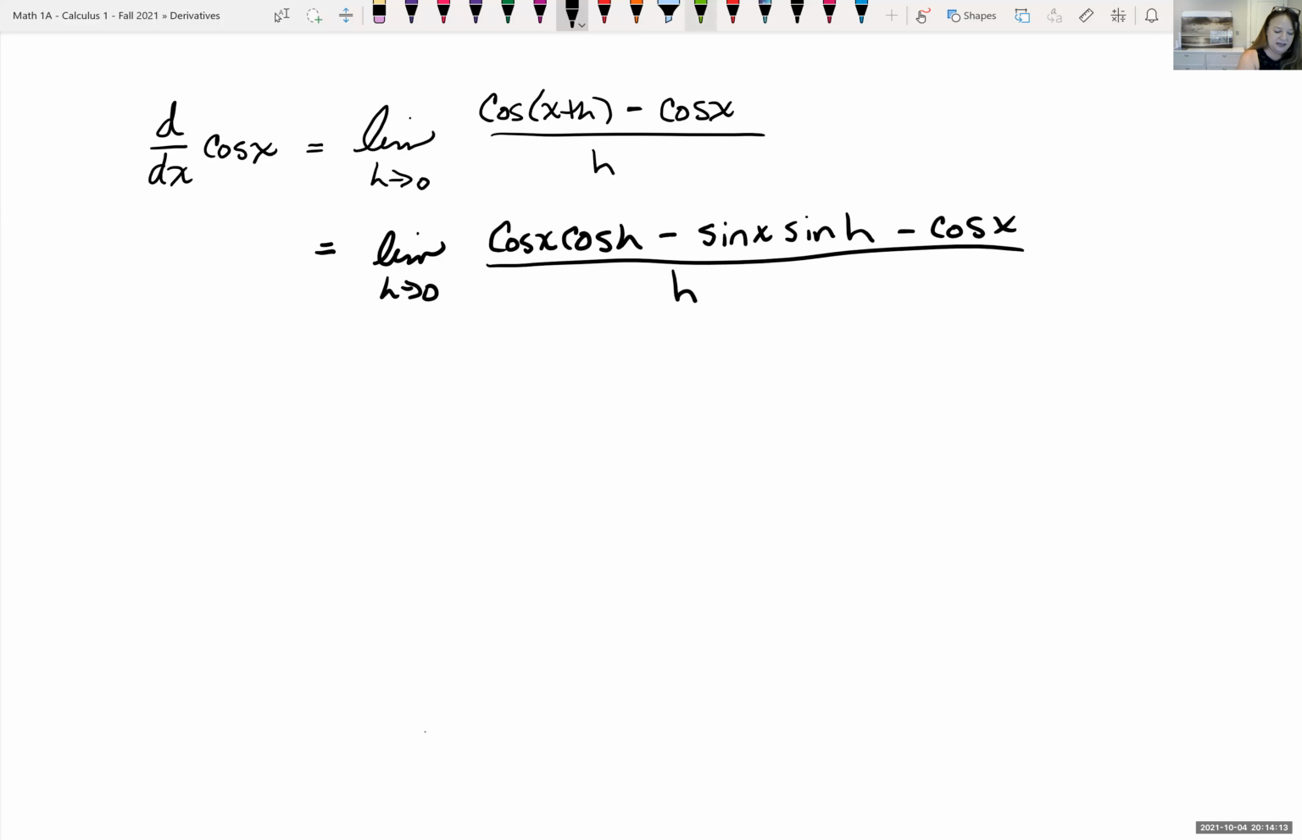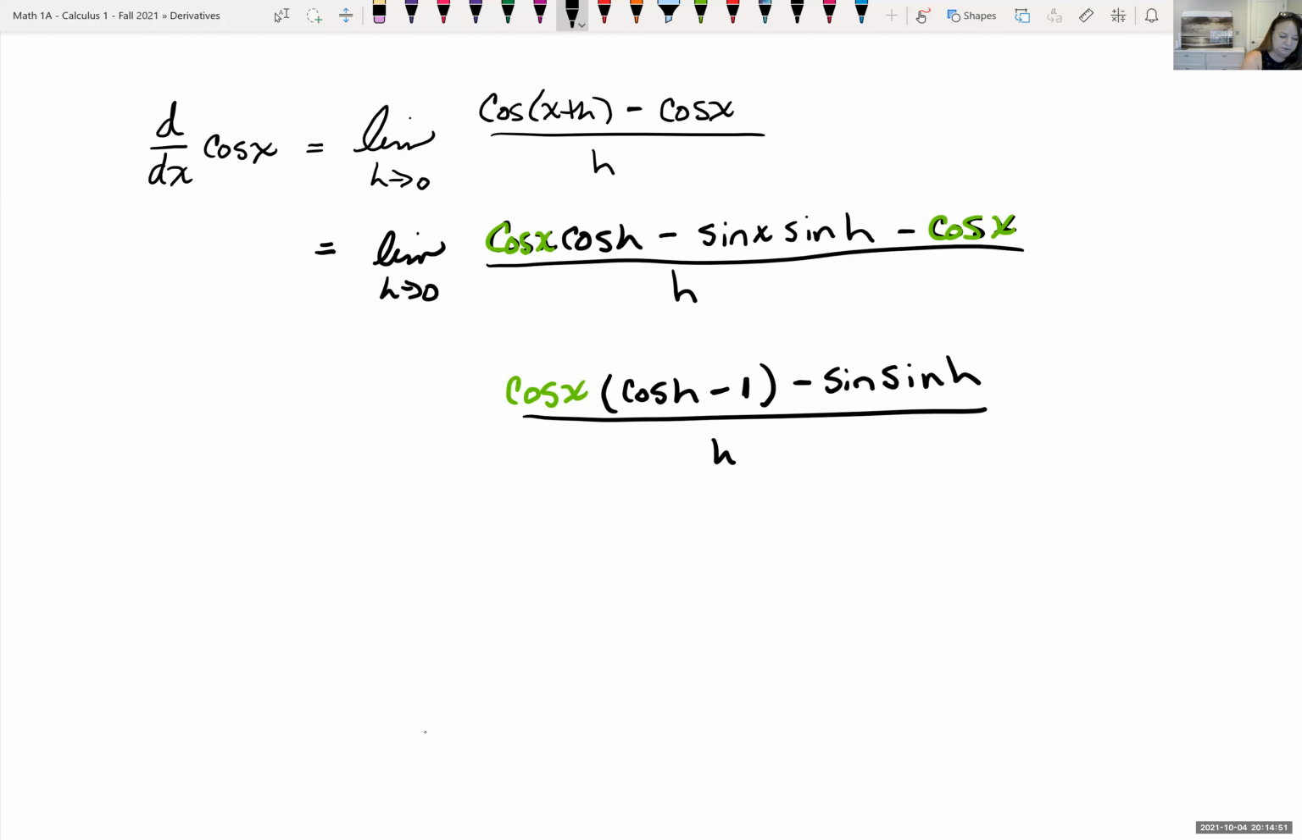So notice again, we can regroup this. If we regroup it, swapping our middle and last term, we can factor out the cosine of x. So let's go ahead and do that while we rewrite it and pull it out. If we pull out a cosine of x from cosine of x, cosine of h, you're left with just cosine of h. Minus, if I pull out a cosine of x from cosine of x, I'm left with 1. And then rewriting that middle term, bringing it down, minus sine x, sine h, all over h.